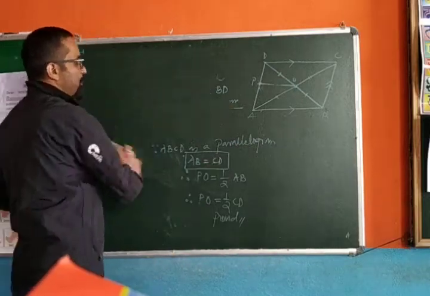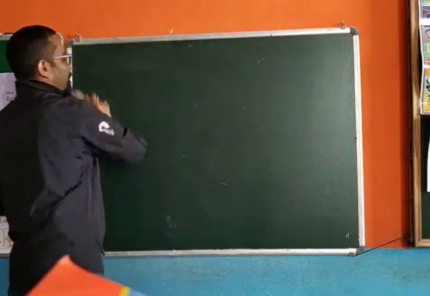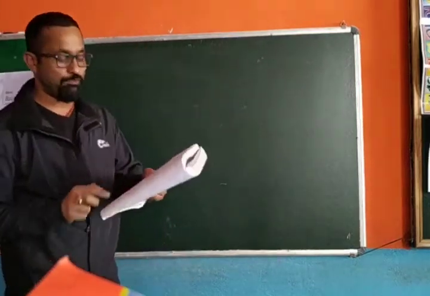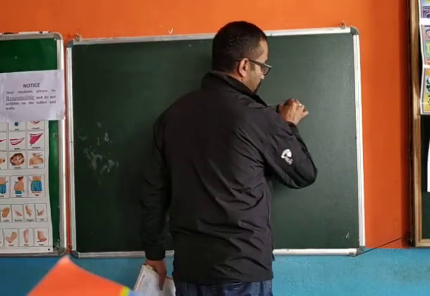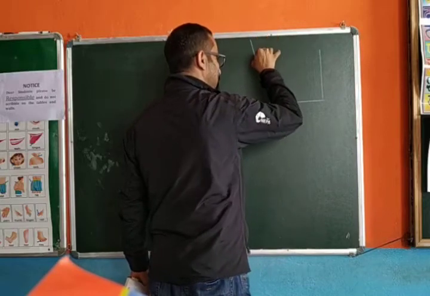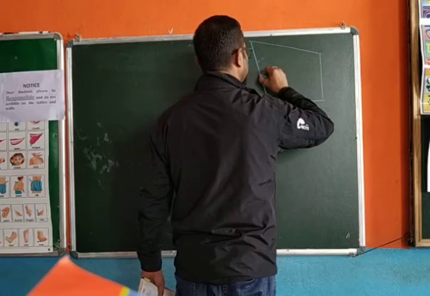Look at question number 5. The question says prove SR is parallel to AC, SR is half of AC, PQ is equal to SR, and prove that PQRS is a parallelogram. The question will be slightly lengthy, so please do watch it carefully.